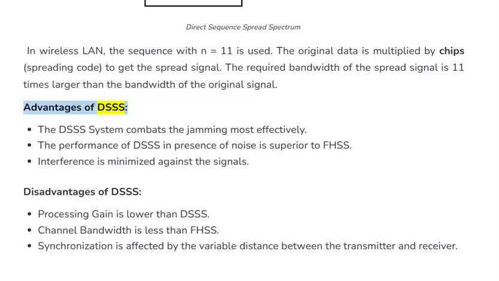Advantages of DSSS: the DSSS system combats jamming most effectively. The performance of DSSS in the presence of noise is superior to FHSS. Interference is minimized against the signals. Disadvantages of DSSS: processing gain is lower than FHSS. Channel bandwidth is less than FHSS. Synchronization is affected by the variable distance between the transmitter and receiver.